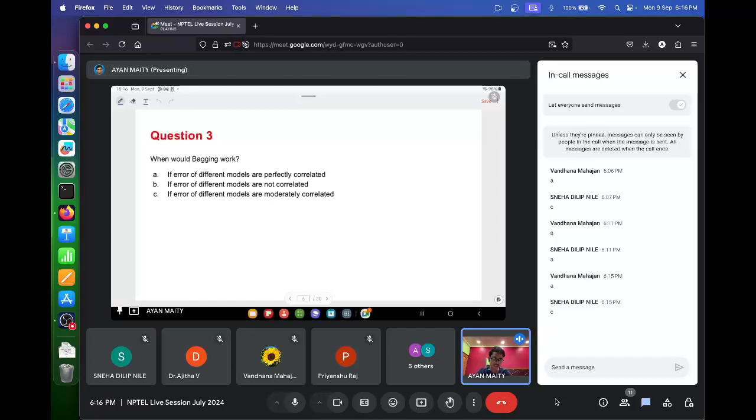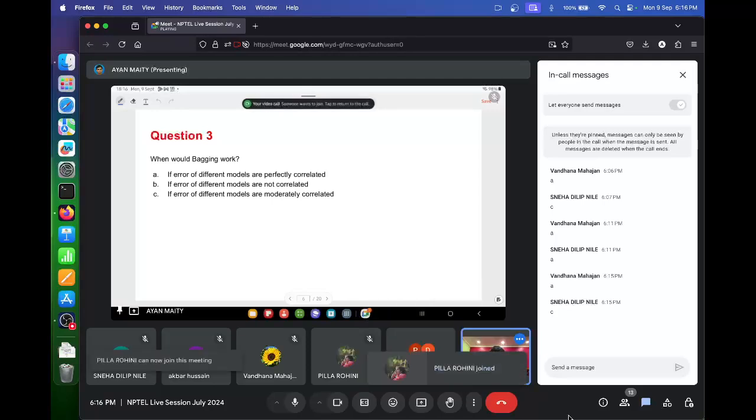Vandana says option A, Sneha says option C. Any other answers?